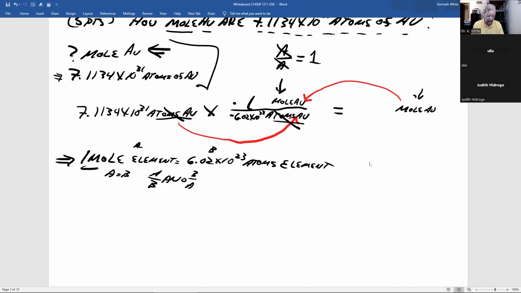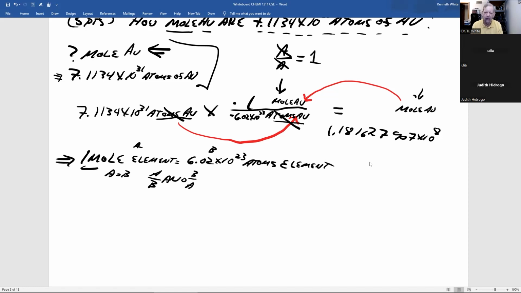7.1134 EE for times 10 to the 31st divided by 6.02 EE, that's times 10 to the 23rd. And I hit enter, and my calculator gives me, are you ready for this? This number. 1.181627907 times 10 to the 8th.